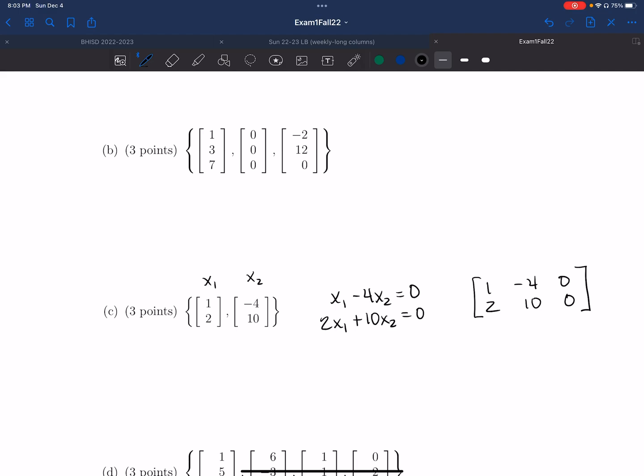Okay, if you can't, if they're their own self, like I can turn 1 into 2 by multiplying by 2, but then I have to multiply the negative 4 times 2. It doesn't become 10, it becomes negative 8. So 2, 10 is not a multiple of 1, negative 4. Therefore, these are linearly independent.